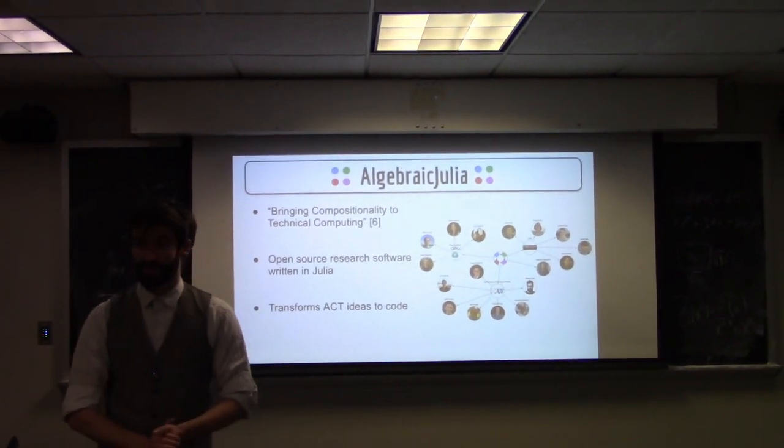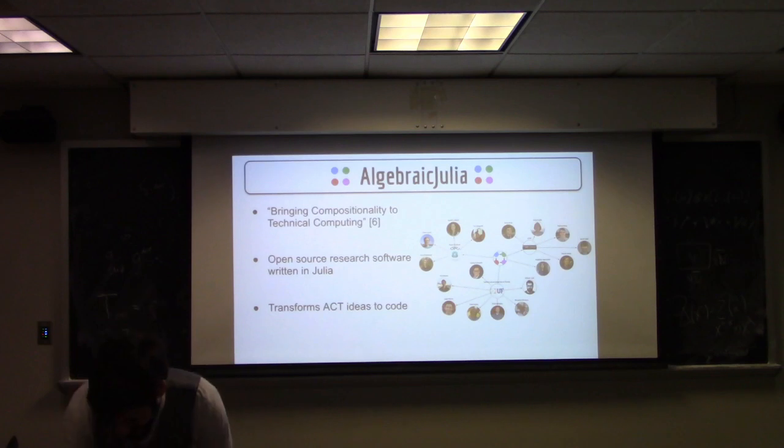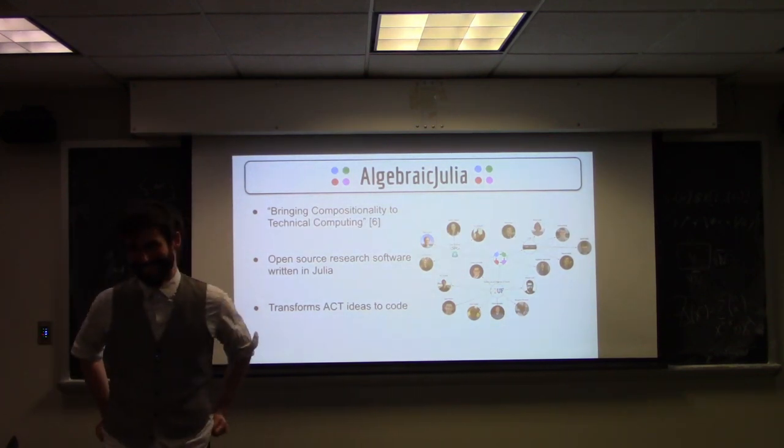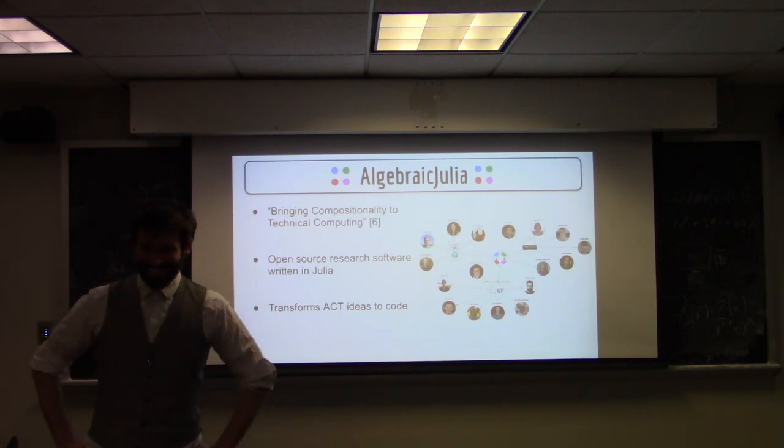So you also lie in the image of a functor. Yeah. Algebraic Julia is also a category. That's what we learned. Yeah.